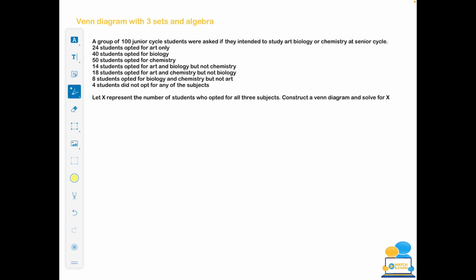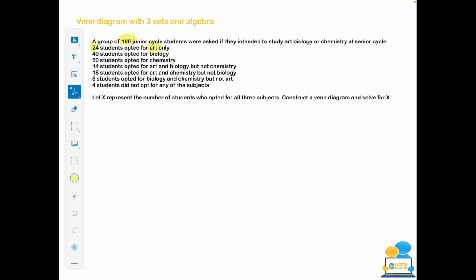So we're going to take out a highlighter and we're going to read the question nice and slowly, highlighting the key pieces of information. So, a group of 100 junior cycle students. Okay, that number 100 is important because at the end our total needs to add up to that. We're asked if they intended to study art, biology or chemistry at senior cycle.